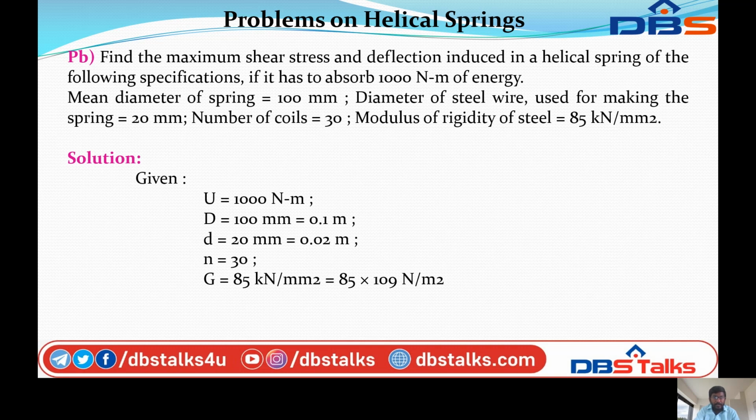equal to 1000 Newton meter, mean diameter D is equal to 100 mm, which is converted to meters, 0.1 meter. Small d is equal to 20 mm, that is equal to 0.02 meters. Number of coils N is equal to 30. Modulus of rigidity of the steel G is equal to 85 kN per mm square, which is converted to meter square, 85 into 10 power 9 Newton per meter square.